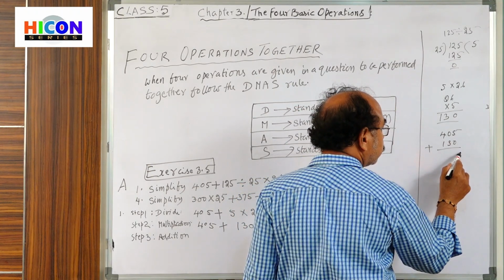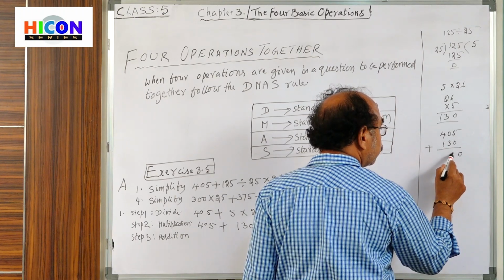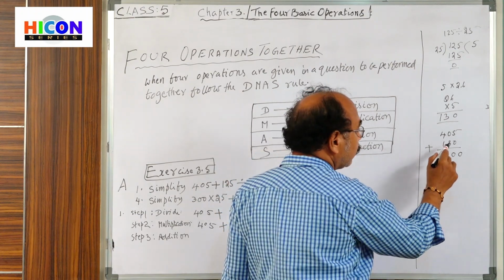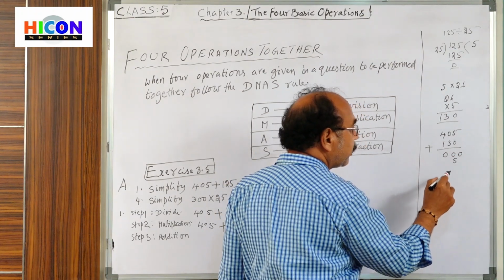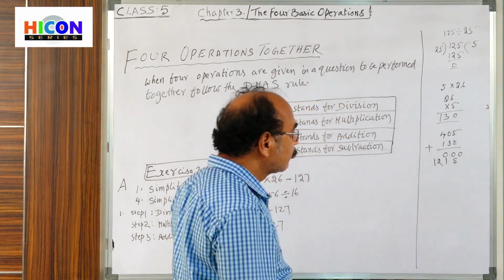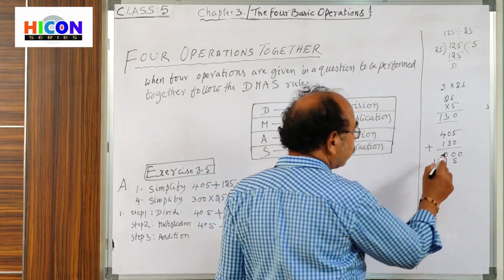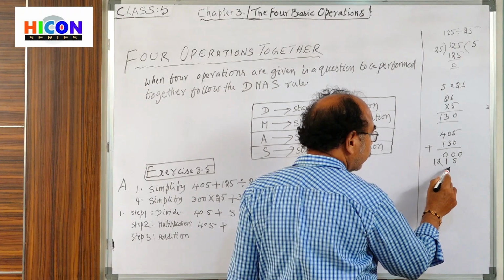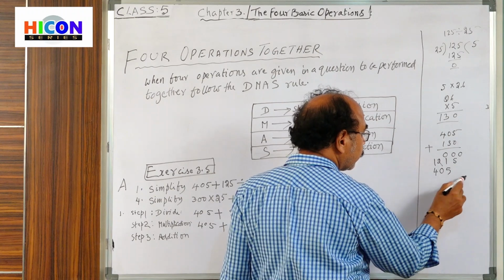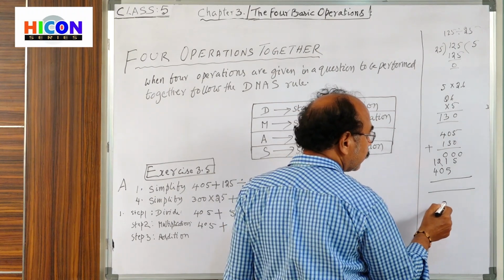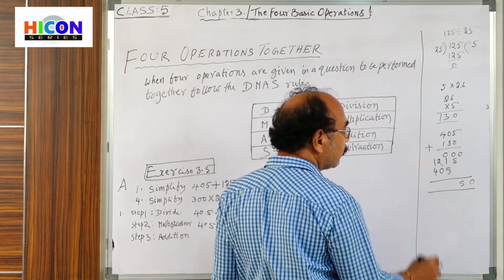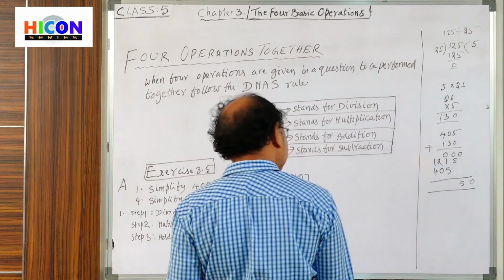Okay, you know multiplication. First multiply 0: 0 5s are 0, 0 0s are 0, 0 4s are 0. Multiply with 3: 3 5s are 15, 5 1 is there, 3 0s are 0, 1, 3 4s are 12. Next multiply with 1: 1 5 5, 1 0 0, 1 4 4. Add. So 0, here 5, okay, 405 plus 130.